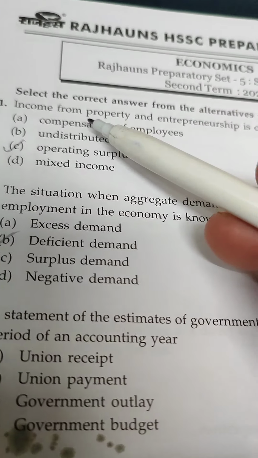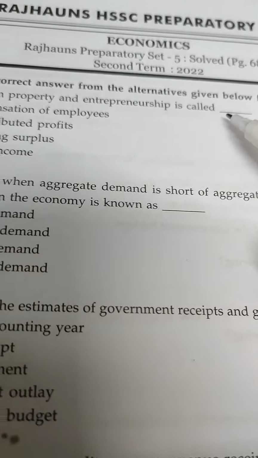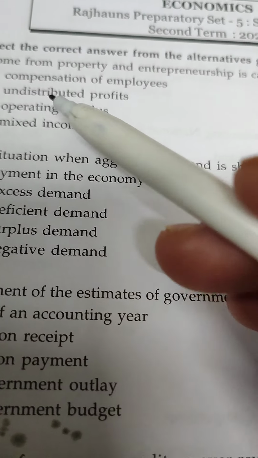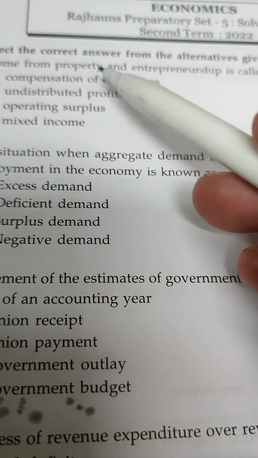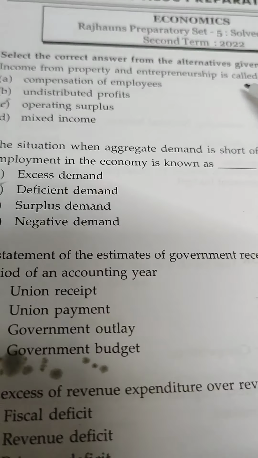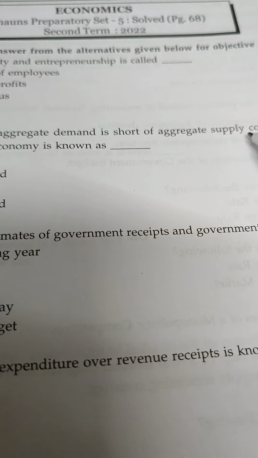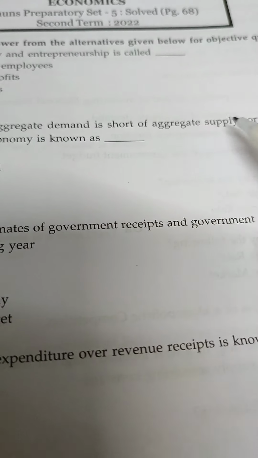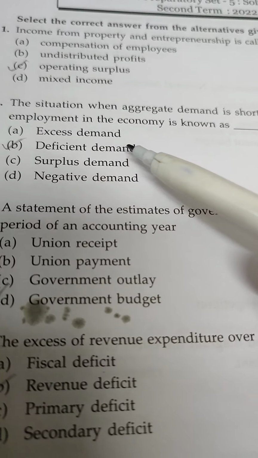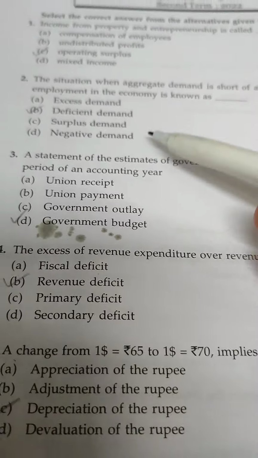Then the next one, income from property and entrepreneurship is called operating surplus. The situation when aggregate demand is short of aggregate supply, meaning aggregate demand is less than aggregate supply, is called deficient demand. It is also repeated.